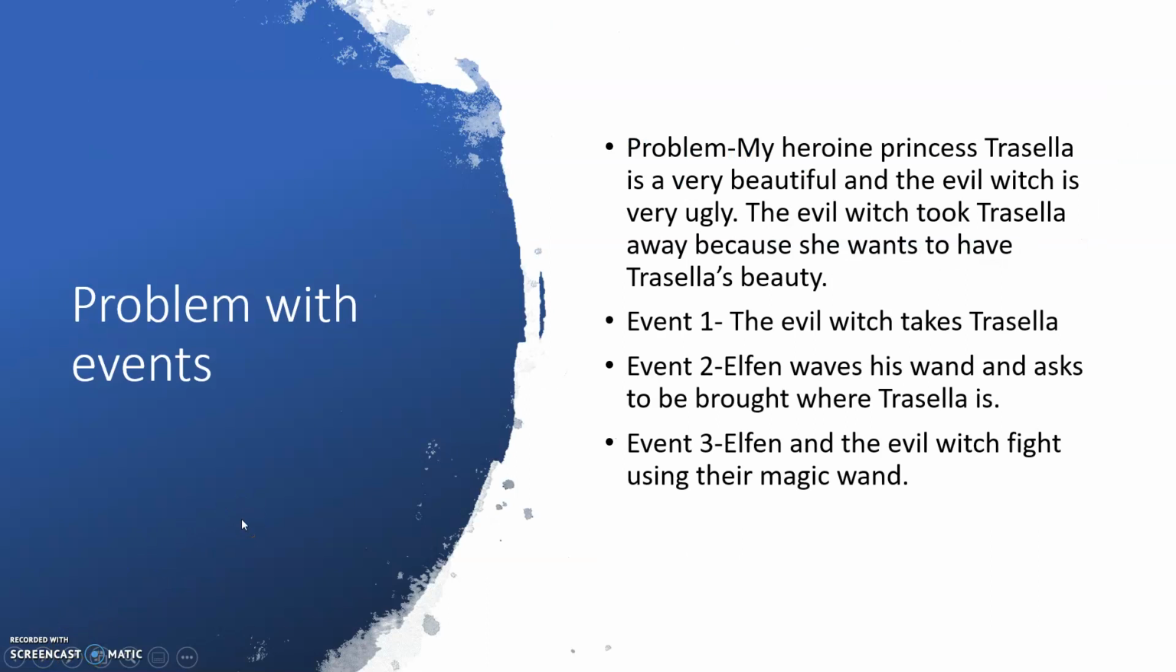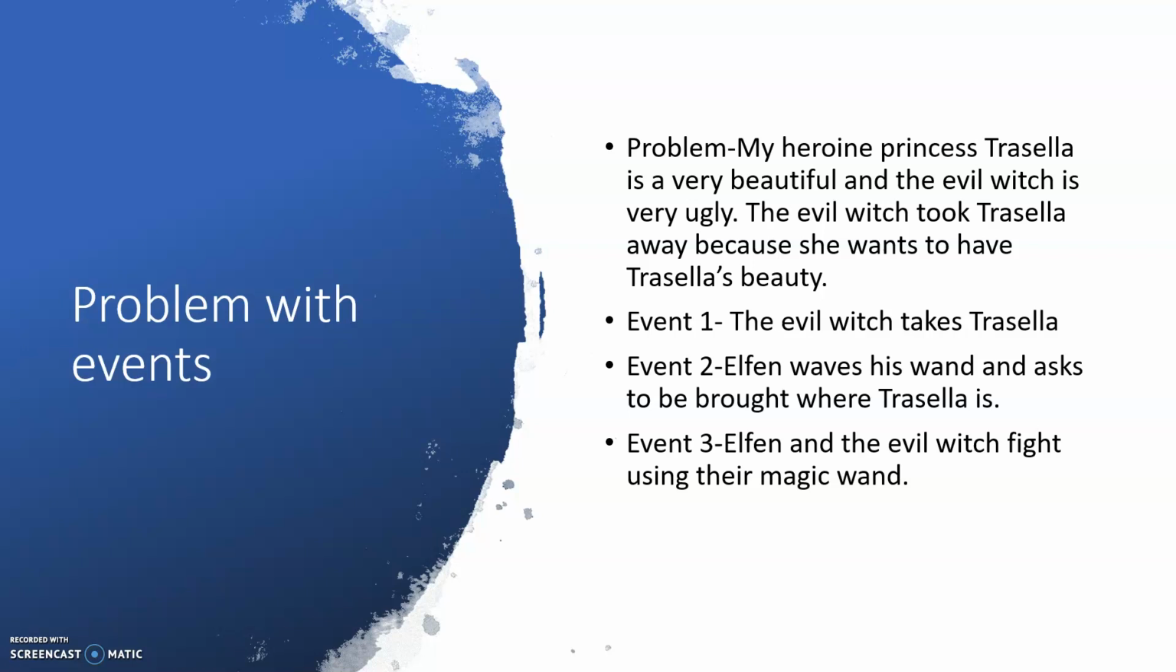Then you are going to have to look at the problem and the 3 events that lead to your solution. My problem was my heroine, Princess Tricella, is very beautiful, and the evil witch is very ugly. So the evil witch took Tricella away because she wants to have her beauty.